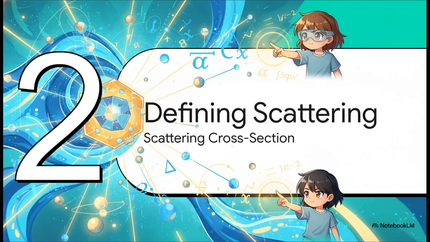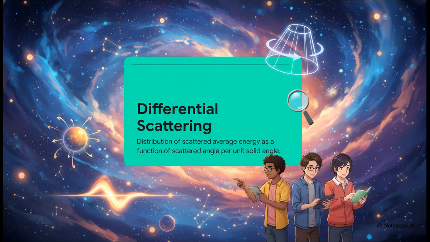Section 2, Defining Differential Scattering. Let's lock in those first 2 marks with question 4A. It literally just asks what is meant by differential scattering cross-section. Now here is your golden ticket definition. It's the distribution of scattered average energy as a function of scattered angle per unit solid angle per unit time, all divided by incident energy per unit area per unit time.